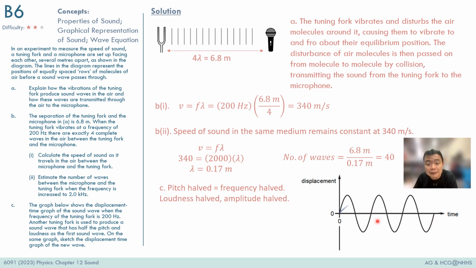So this is how I would draw the 1.5 waves. So basically you have 1 full wave here and then another half. So 1.5 waves. You can also look at it in terms of wavelength. If the frequency is half, means the wavelength is doubled.